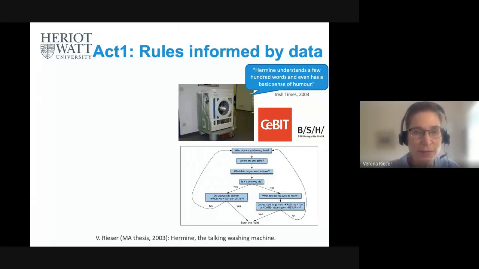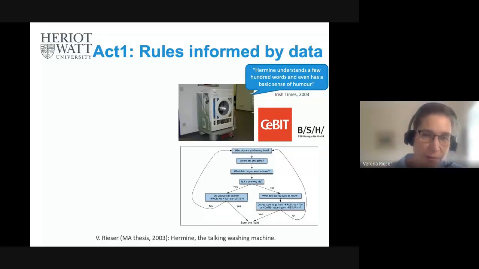And one of the very first systems which I implemented was a talking washing machine as part of my MA thesis. And we called her Hermine in German or Hermann in English. And it wasn't a very sophisticated system, and it had a lot of problems, especially with speech recognition, which was a main problem in those days. So speech recognition wasn't as good as today's speech recognition, which is mainly neural and trained on a lot of data. In those days, it was very, very bad.